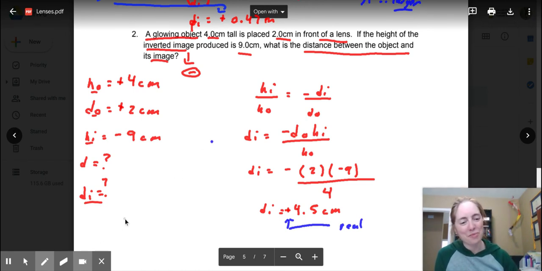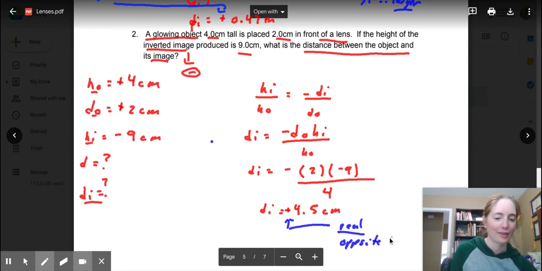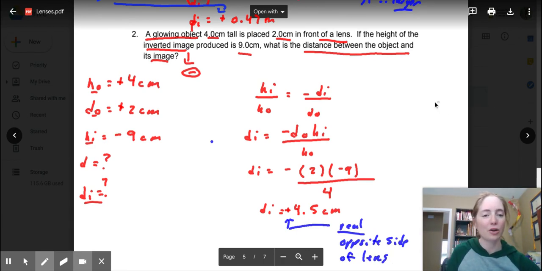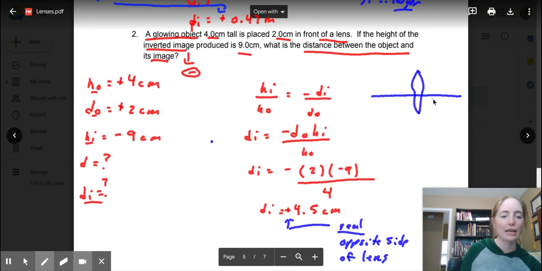Okay, so let's think about this for a moment. We know that a real image is on the opposite side of the lens in comparison to the object. So I'm going to do a quick rough drawing here. Once again, rough. All right, so here's the lens. It doesn't say what kind of lens it is. I'm just going to use a wonky converging lens for the sake of this. And I have my object, which is here.